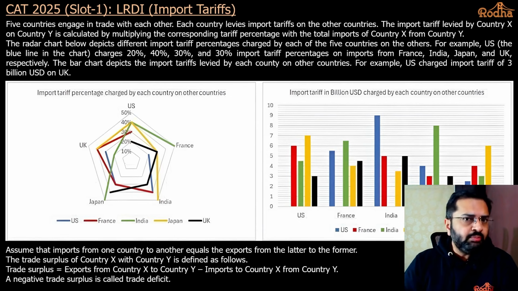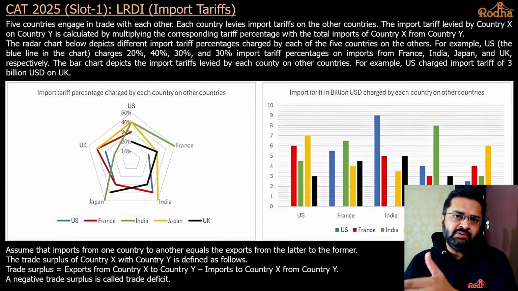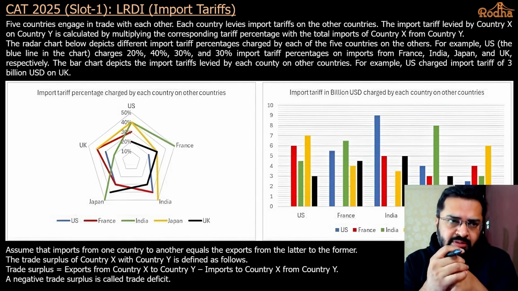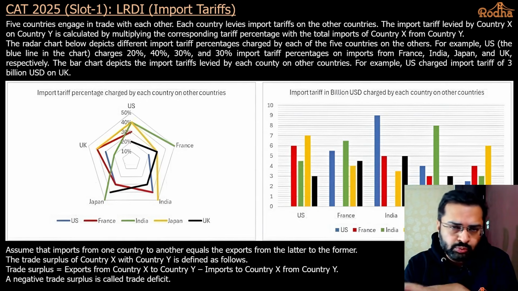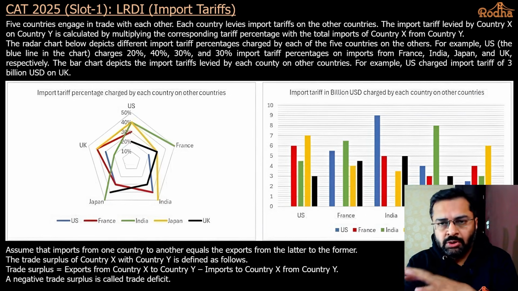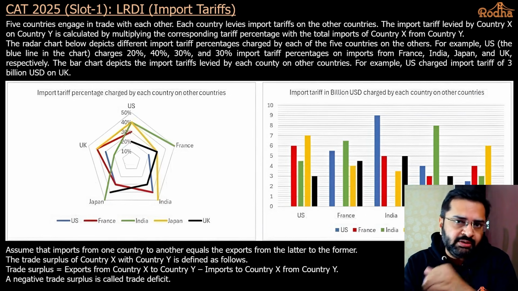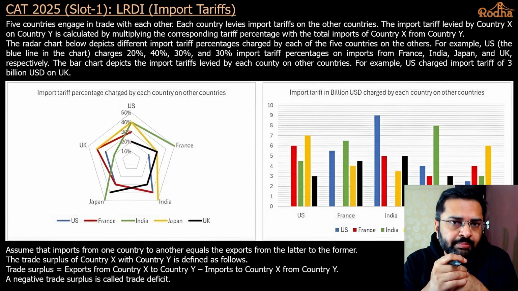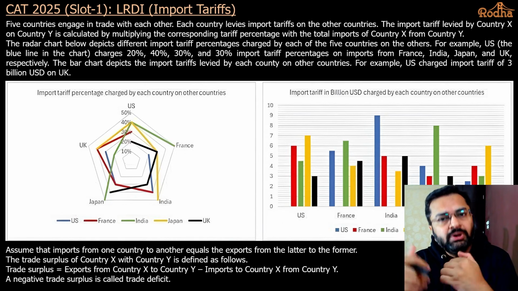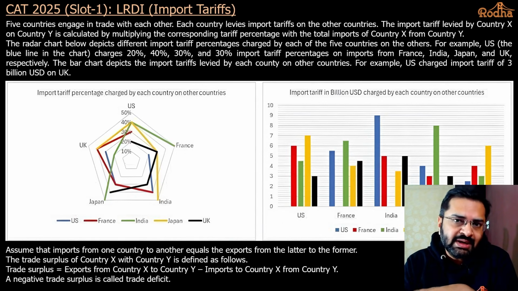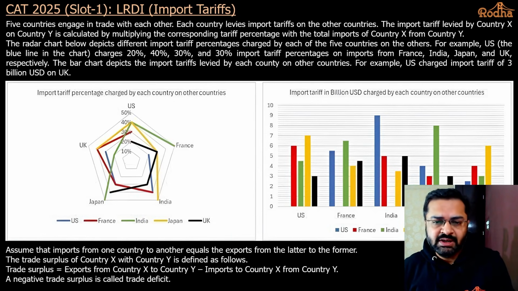You are exporting more to a particular country as a country. You are exporting more and importing less. You enjoy a surplus with that country, when it's between a pair of countries. You are importing more but exporting less. Importing more and exporting less, you have a trade deficit. This is what it says. So if you've understood this, there's nothing in it, and then we can go to the question straight away.